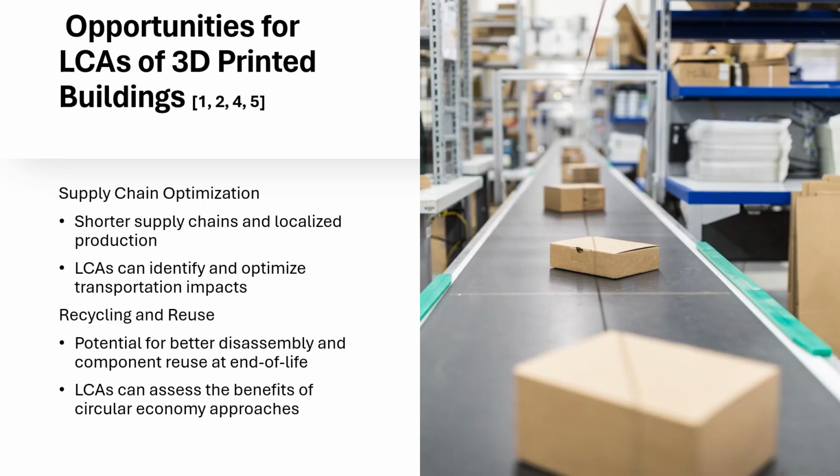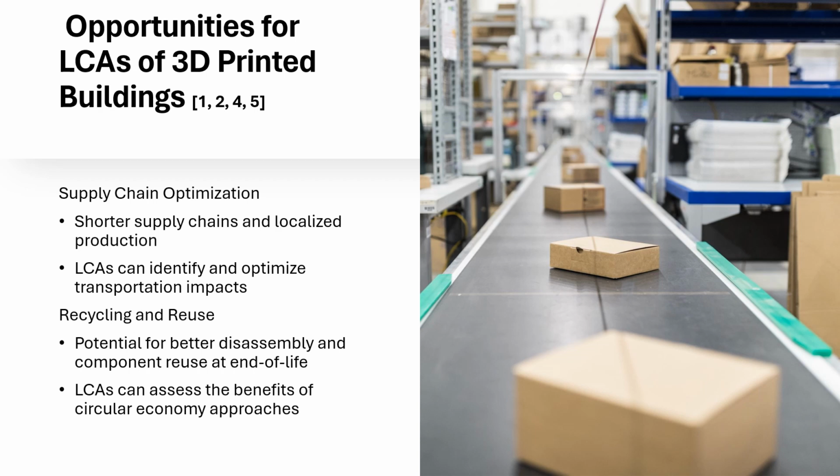To continue with the opportunities for LCA of 3D printed buildings, the first one is supply chain optimization. One of the key benefits of 3D printed buildings is the potential for shorter supply chains and more localized production. 3D printing enables the on-site or regional manufacturing of building components, reducing the need for long-distance transportation of materials and parts. This can lead to fewer intermediaries in the supply chain and lower greenhouse gas emissions associated with transportation.